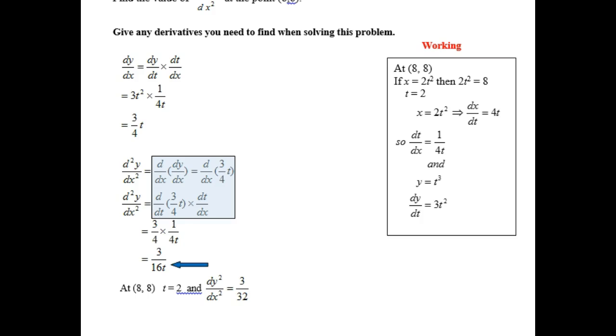We asked for the value of that second derivative at 8, and this is where we use that t equals 2 I found right at the start. So 3 over 16 times 2, the second derivative, d²y/dx², is 3 over 32.